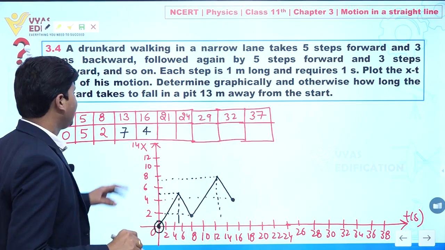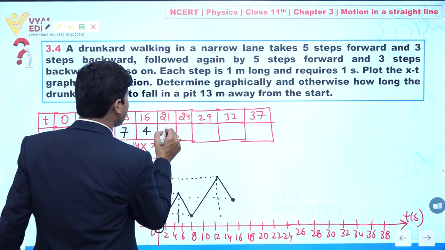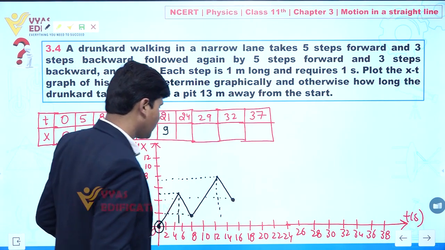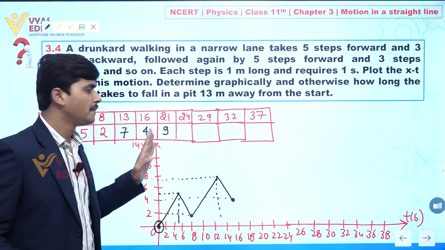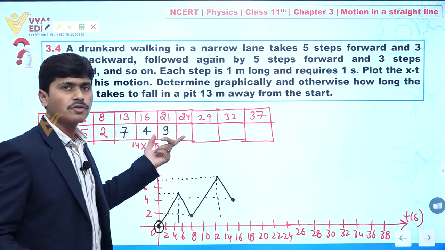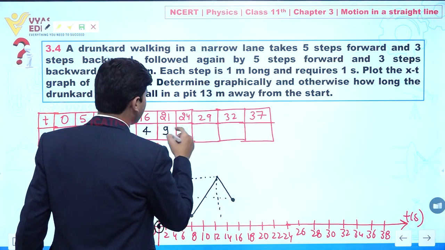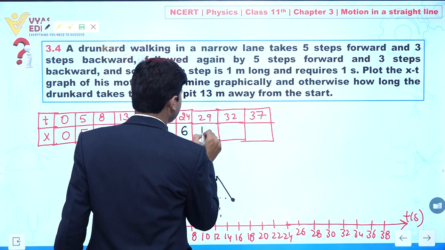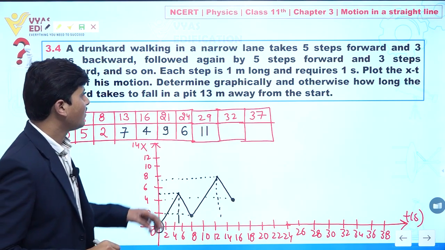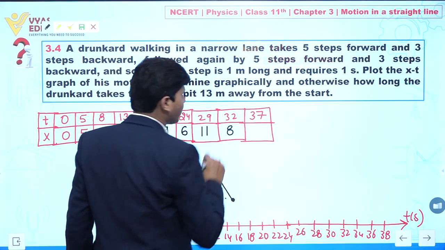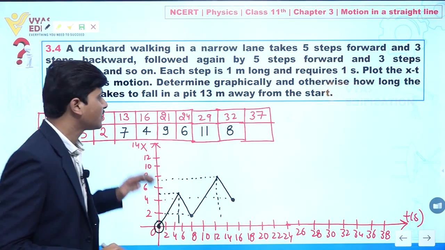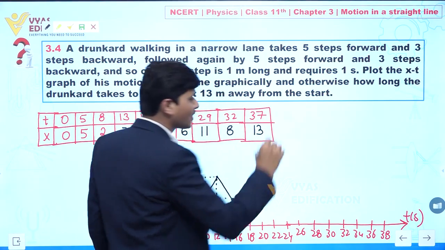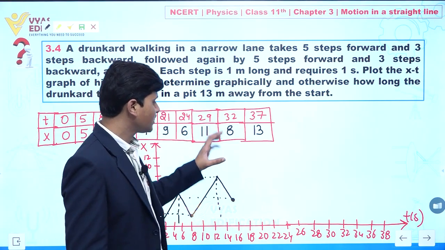Now in the next 5 seconds the total distance is 9. So at 21 seconds we have 9. So first let's fill this table. So in 21 seconds we have total distance 9. In the next 3 seconds this is 6. In the next 5 seconds this is 11. And this is 8, because 3 steps in the backward direction and now we have 5 steps in the forward direction. So this is 13 meter. Now we can draw all these points in this graph.